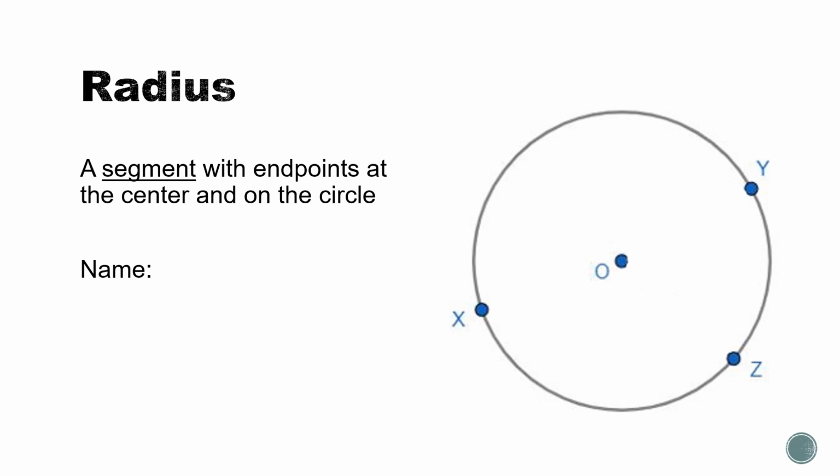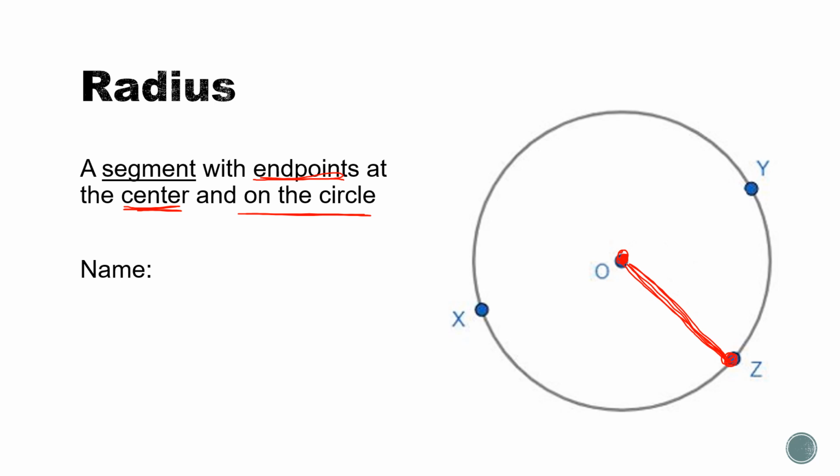The radius is a segment, and a segment has endpoints. Remember, we talked about that at the very beginning of last semester. So the endpoints of this segment are from the center and on the circle. So you're going to go from the center, which is at O, and then you're just going to go to a point that is on the circle. I'm choosing Z right here.